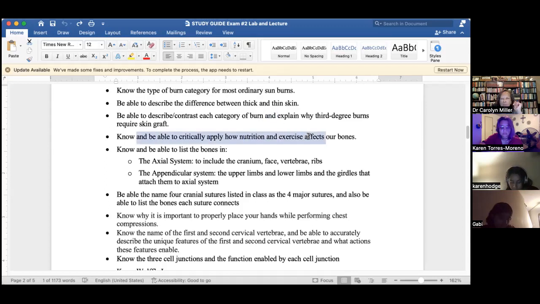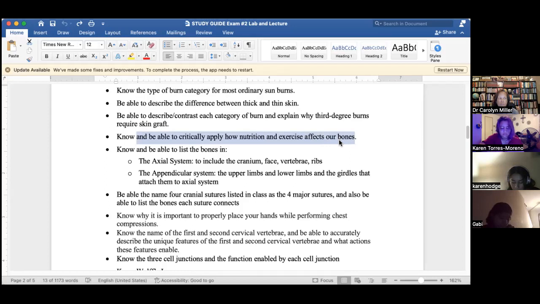Know and be able to critically apply how nutrition and exercise affects our bodies. We said that Wolff's Law says bones remodel, which means they break down and build new bone cells based on demand. So if you have osteoporosis, yes, you should be exercising minimum 30 minutes a day. You don't have to go run a marathon. You don't have to walk a mile in 10 minutes. Just you're putting weight on the bones. Exercise is critical for maintaining bone density, good bone structure.